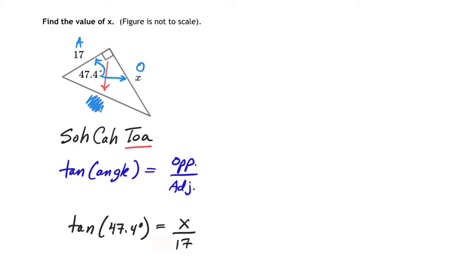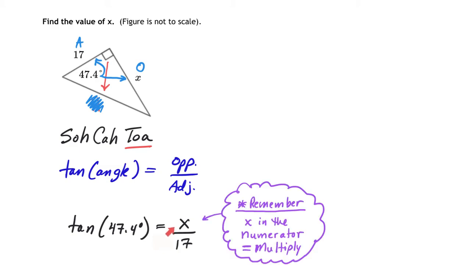The next thing you need to remember is that whenever x is in the numerator, you're always going to find yourself multiplying whatever's down below in the denominator times your trig function with the angle written in. So you're going to do 17 times tangent of 47.4.